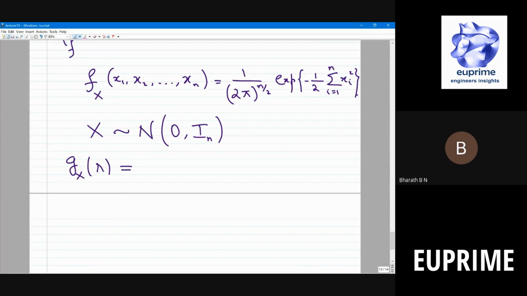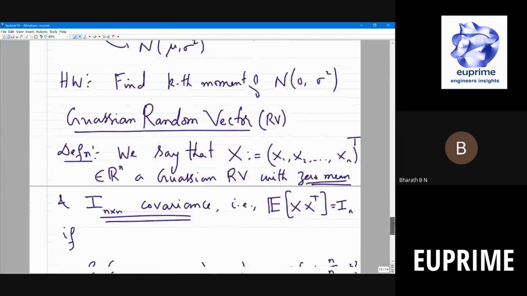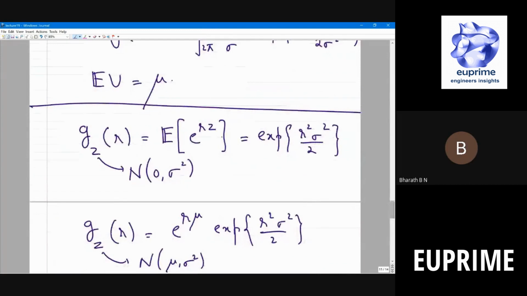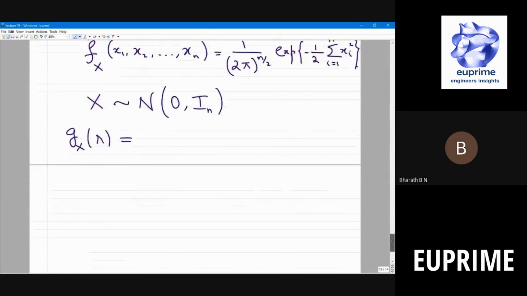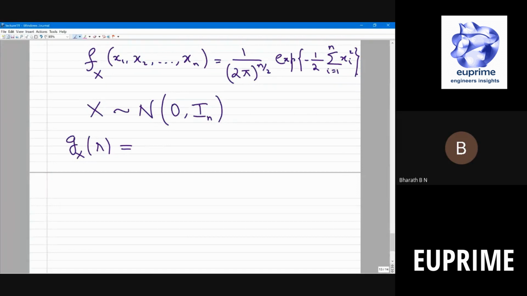How do you define this? If you look at the other cases, it's the expected value of e to the power Rx. Now I cannot do that if I just look at one scalar R and X as a vector, it doesn't make sense. So a generalization would be this. Since this is IID, I can write it as a product. I can write it as E to the power R transpose X. R is also a vector now, R1, R2, etc., Rn.